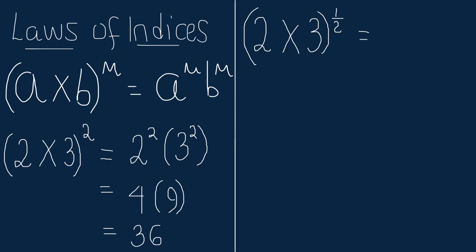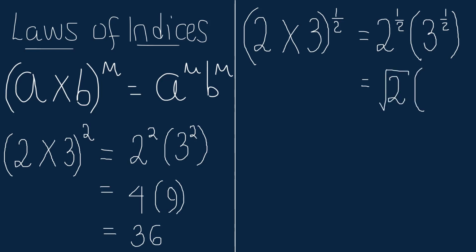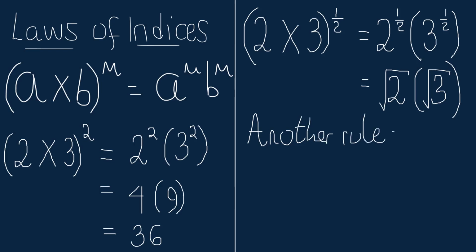Let's consider another example where the fraction index half is positioned outside the bracket. When the bracket is opened, each variable is expressed to the exponent half. The fraction power can be expressed in root or surd form to give the answer square root 2 multiplied by square root 3. Consider this to be the second rule of indices in this video tutorial.